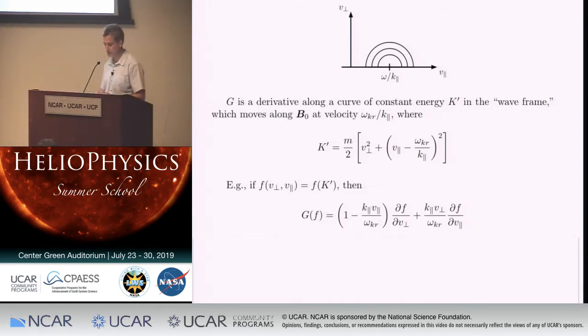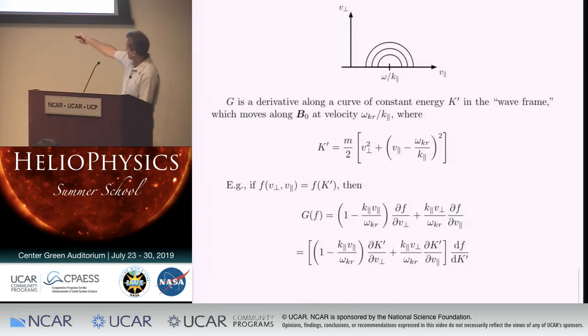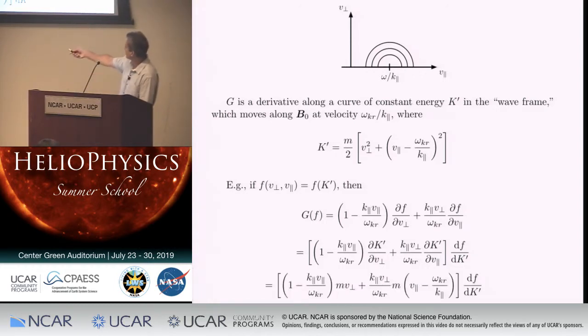If I apply this operator, g, to f of k prime and apply the chain rule, what do I get? I get this operator acting on k prime times df dk prime, where k prime is this. Well, what is partial k prime partial v perp? It's just m v perp. What's partial k prime partial v parallel? Well, it's just m times v parallel minus omega over k parallel. This is my answer. Well, these terms are going to cancel. The first term, the m v perp term, cancels with this last term, because the k parallel and omegas cancel in that last term. The second term here cancels with the third term. So the whole thing vanishes. So indeed, this g is a derivative in velocity space along a curve of constant energy in the wave frame. That means, and would you like to ask any questions at this point before I continue?